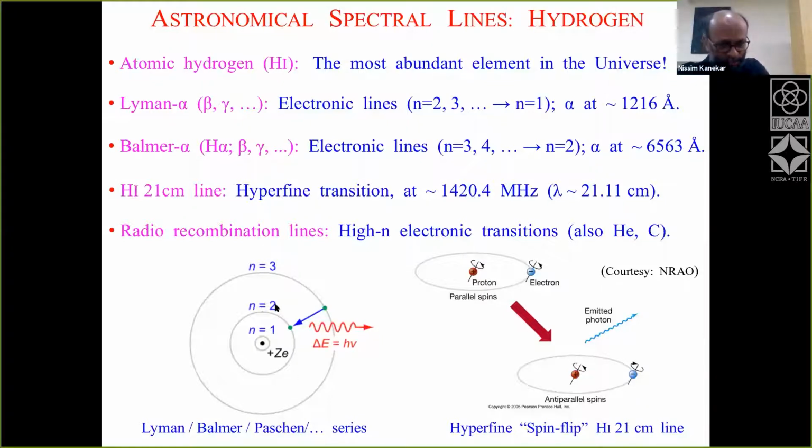The figure on the bottom left shows you an example of these electronic transitions for a hydrogenic atom, which has an atomic number of Z. You have jumps that happen from, say, for example, n equal to 3 to n equal to 2, which comes with the emission of a photon. In hydrogen, these give rise to what are called the Lyman, Balmer, Paschen, Brackett, Pfund, and so on series.